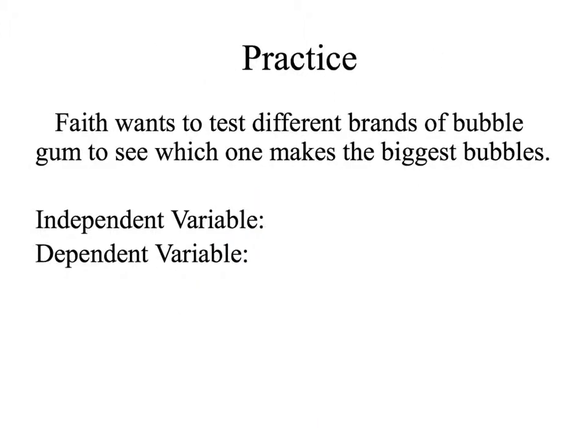So let's do some practice. Here we go. Really simple. Faith wants to test different brands of bubble gum to see which one makes the biggest bubbles. Think about if I asked you to do that experiment, and guess what? Some of your classes did get to do that experiment. And so the independent variable, what would be the thing that you would make different at the beginning? Well, the thing that you are going to make different is different brands of bubble gum. There you go. So that's your independent variable.